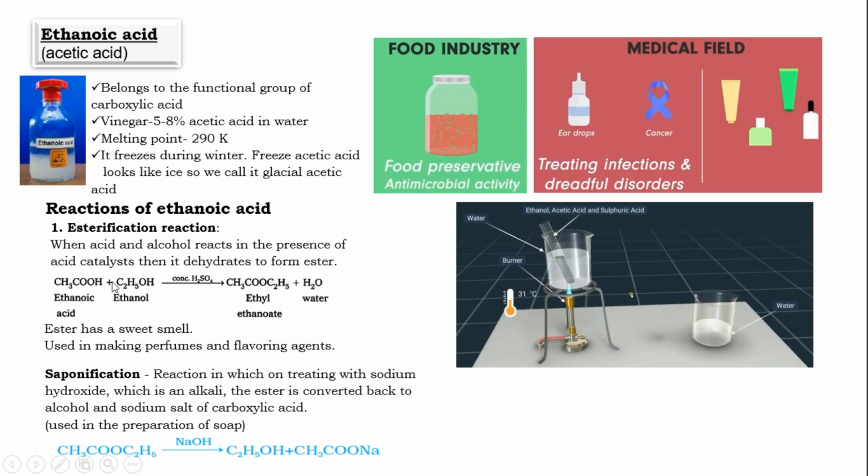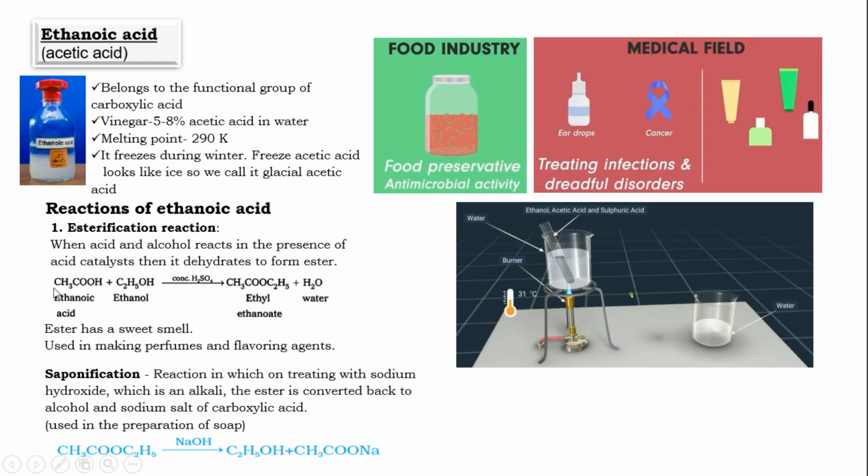So this statement tells you that an acid and an alcohol react in the presence of some catalyst to give you an ester and a water molecule. Dehydrate indirectly tells you that a water molecule is being given out. Here we are considering the example of ethanoic acid.